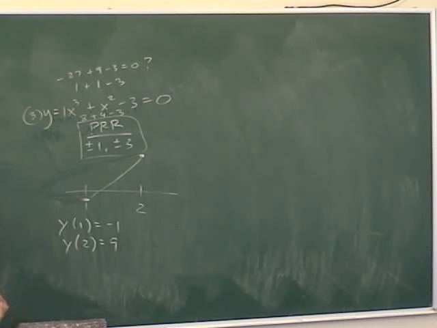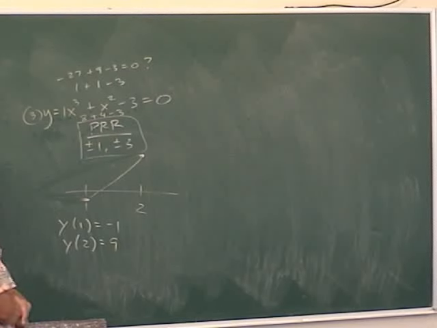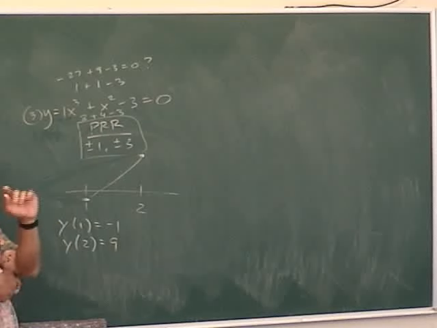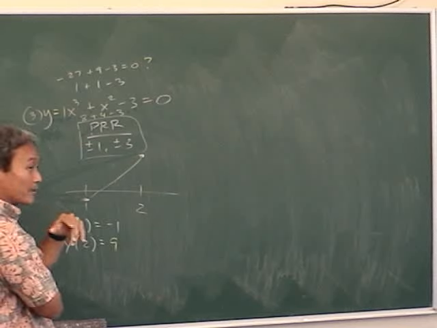So on the test, we just have to write y1 equals negative 1 and y2 equals 9, and then just say that it's got to be in between? Oh, no. It's not going to be that easy. You got to understand the concept, and you're going to have to use it to solve a problem. Like when we first started this course 20-something years ago, there was no graphing calculator.